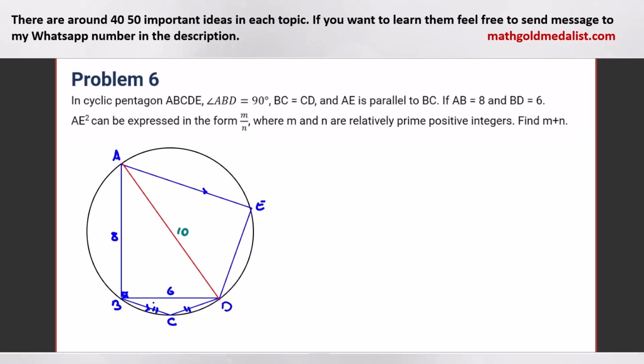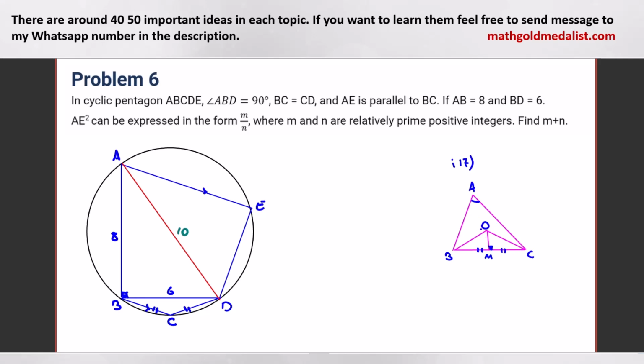Here, let's see what are the conditions that we have. For this problem, as I said, there are around 40-50 important ideas in geometry. One of them that is so much useful is that, for example, if you have a triangle ABC, and if you connect O to B and C, then we can say what? We can say, okay, O lies on the perpendicular bisector of BC.